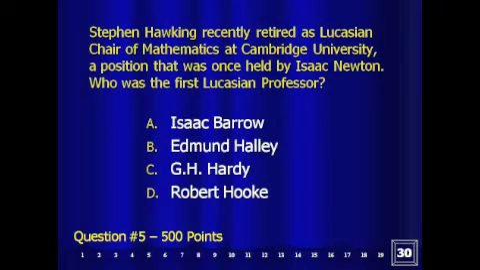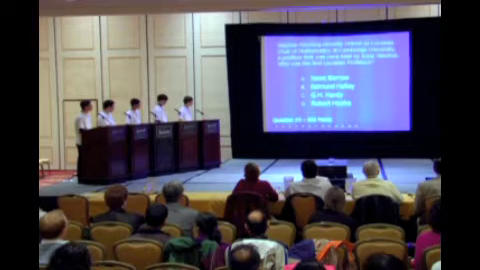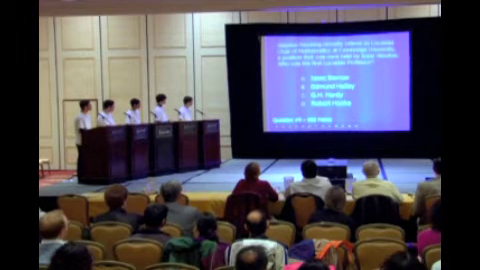Stephen Hawking recently retired as Lucasian Chair of Mathematics at Cambridge University, or the University of Cambridge, the one in England, a position that was once held by Isaac Newton. Who was the first Lucasian professor? Was it Isaac Barrow, Edmund Halley, G.H. Hardy, or Robert Hooke? So you probably won't do too much figuring on this, but that's a math history question.